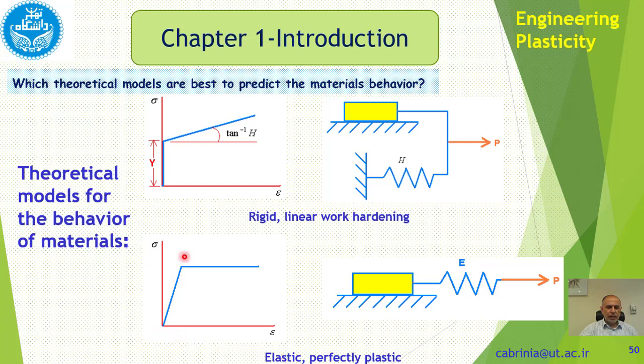So this is an elastic, perfectly plastic. That's elastic, that's perfectly plastic. It means that when you increase the load, you get some elastic deformation until you reach a certain value, then you get plastic deformation without any hardening. So it's connected in series. That one is connected in parallel. These two are connected in parallel. These two are connected in series.